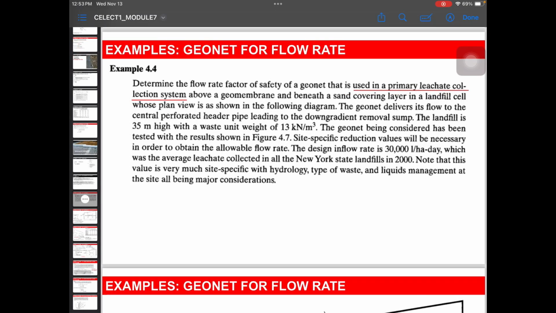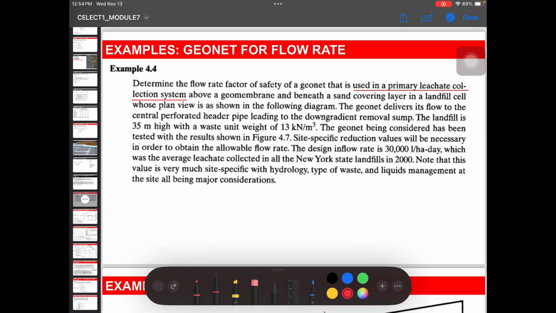So, let's have an example for determining yung flow rate ng isang geonet. So, determine the flow rate factor of safety of a geonet that is used in a primary leachate collection system above a geomembrane and beneath a sand covering layer in a landfill cell, whose plan view is shown in the following diagram. The geonet delivers its flow to the central perforated header pipe, leading to the down gradient removal sump. The landfill is 35 meters high with a waste unit weight of 13 kilonewton per cubic meter.